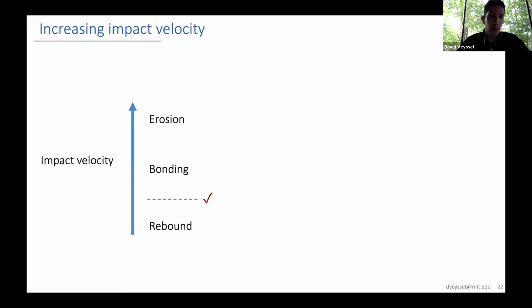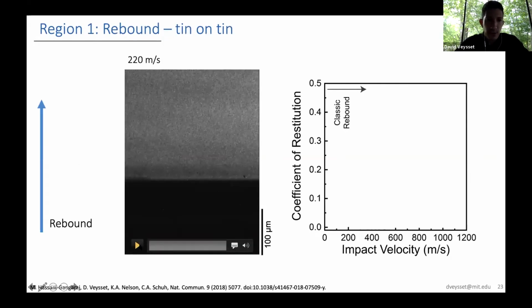So now that we have identified the origin of this transition between rebound and bonding, we decided to go even higher in impact velocity and to look at another extreme phenomenon, which is the erosion regime. When you enter the hypervelocity regime, or when you keep increasing the impact velocity, you start degrading the target. So you start to have a loss of material on the target. So this is something we decided to look at.